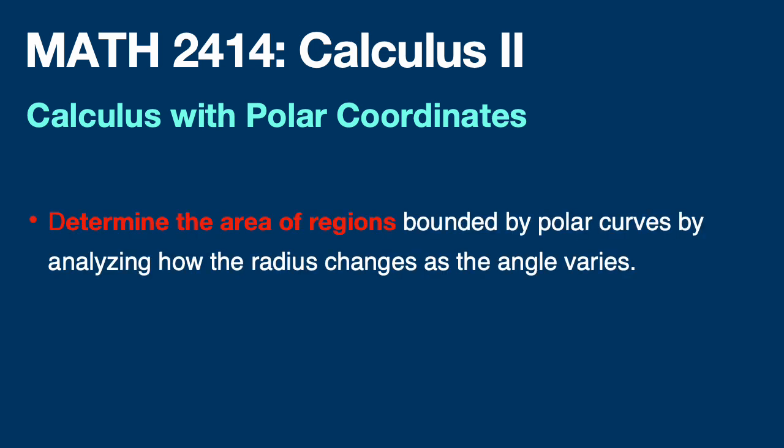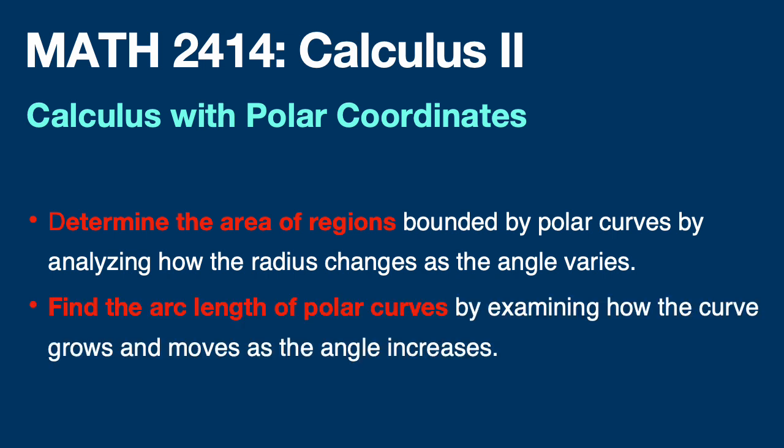The first one is to find the area of regions bounded by polar curves by analyzing how the radius changes as the angle varies. The second part is to find the arc length of polar curves by examining how the curve grows and moves as the angle increases. This is all about the polar curve r = f(theta). We're going to find the area of a region and find the arc length.